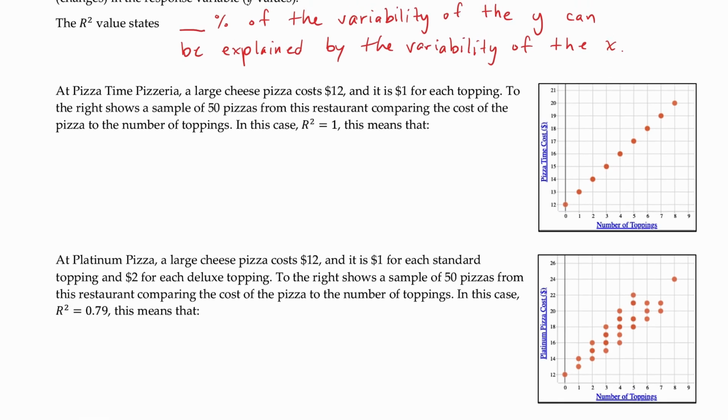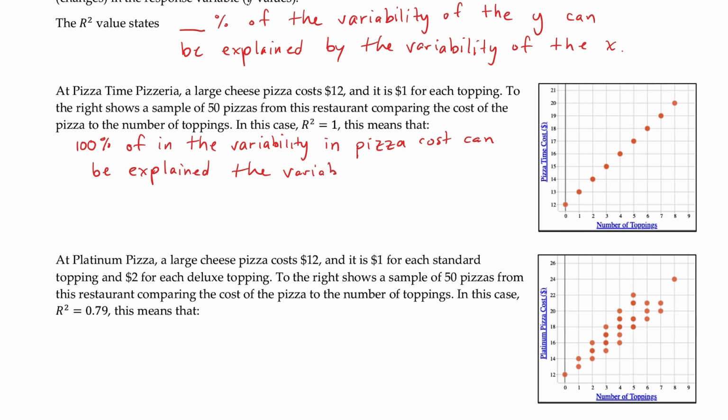So using that sentence frame up above, what this means is, so 1 as a percent would be 100% of the variability in my Y values, which would be pizza cost, can be explained by the variability in pizza toppings, in number of toppings. All right, so what does that mean?